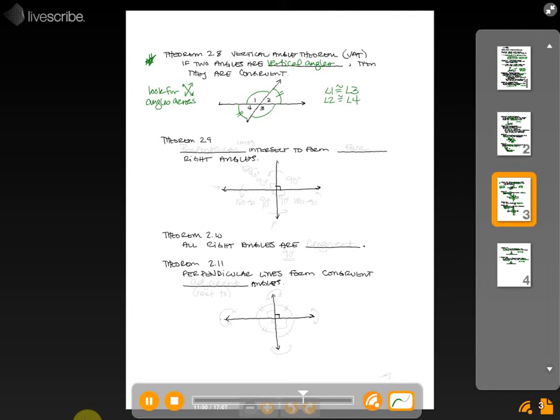You use this theorem a lot. That's why we put the star by it. Okay, and again, it's something we've already talked about. So make sure you understand and you can remember that it's the vertical angle theorem now. That's what we're calling this property.